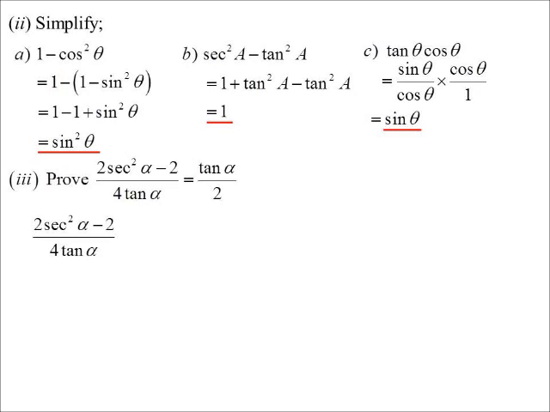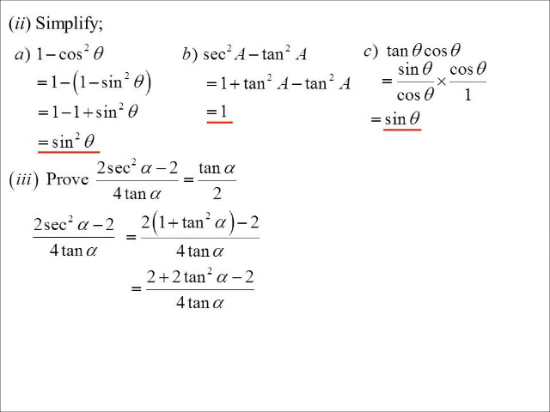2 sec squared minus 2, again, I could say, well, hang on, I know sec squared is 1 plus tan squared. Substitute in, tidying that up. Hang on, 2 minus 2, that disappears. Oh, hang on. 2 tan squared on 4 tan. Tans cancel. 2 on 4 cancels. I've got my tan alpha on 2. Okay.